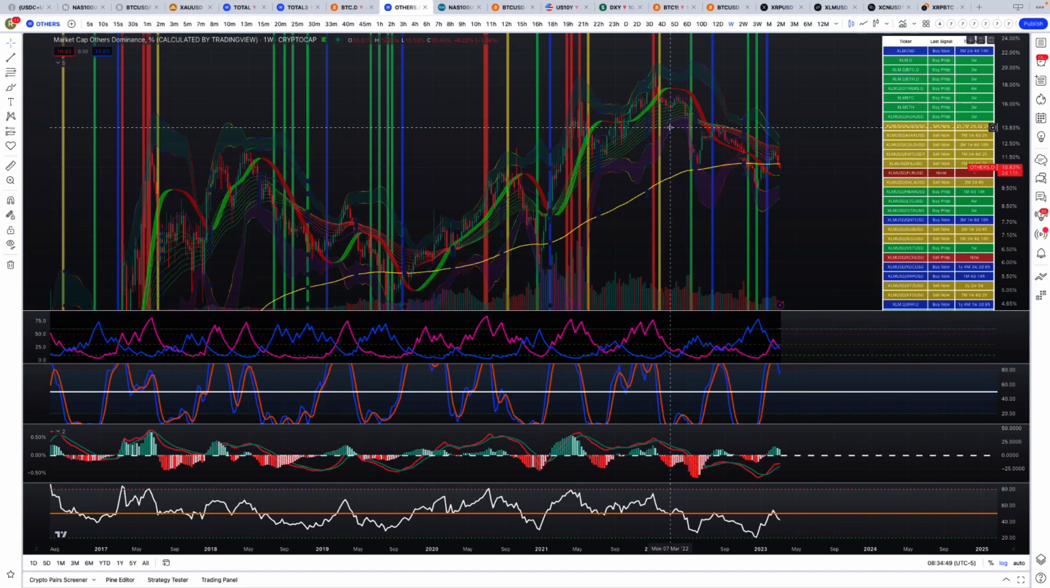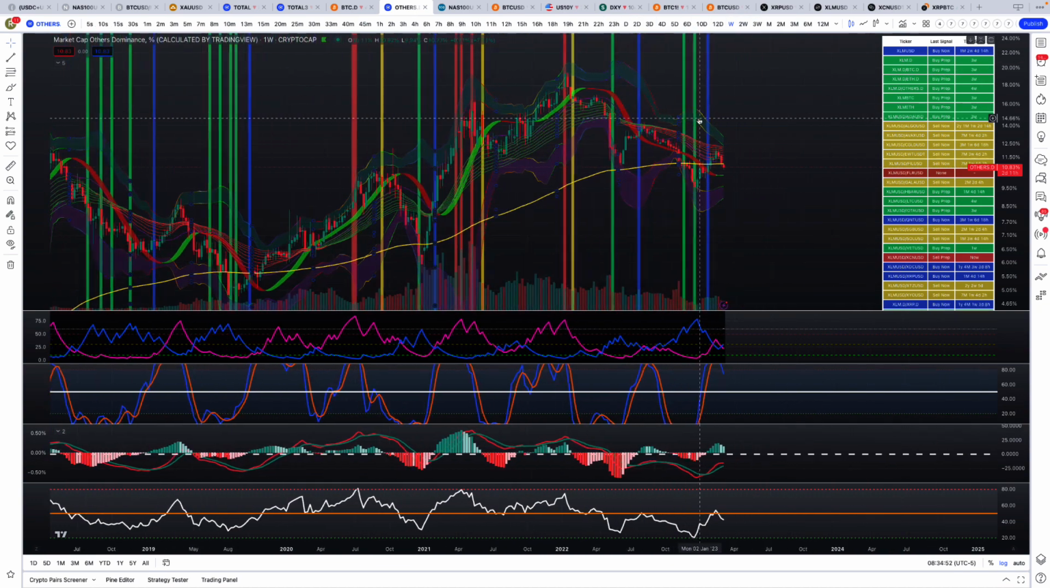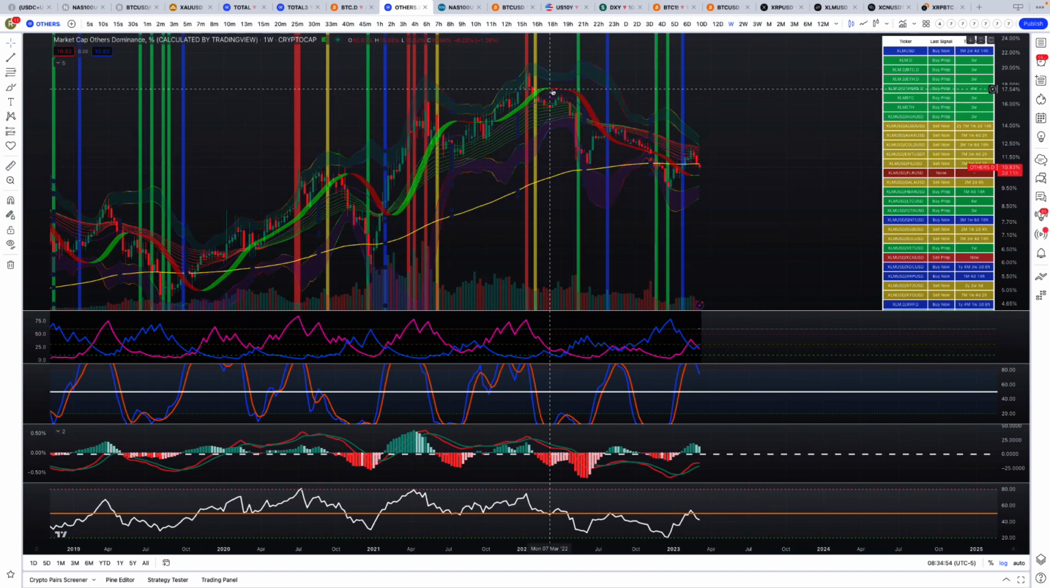All right, Others dominance. So we're on the weekly chart. We already got a buy now. We had the market structure ribbon flip from red to green. Last time we flipped from green to red, we went extremely bearish.